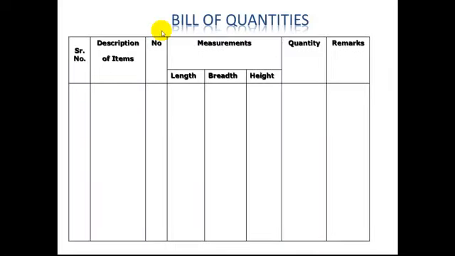This is a pattern of the bill of quantities. The first column is related to the serial number. The second column is related to the short description of each and every activity. The third column is related to the number of the activities.